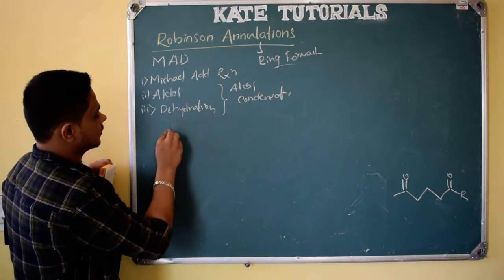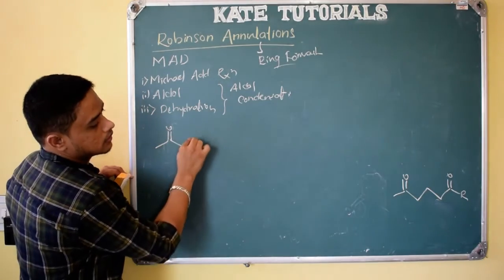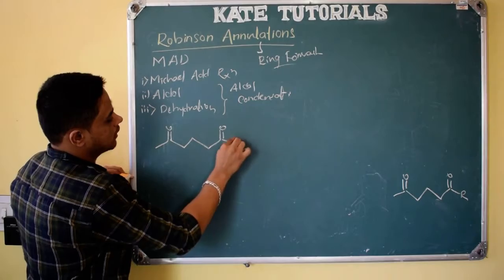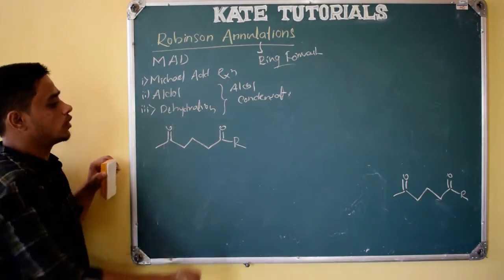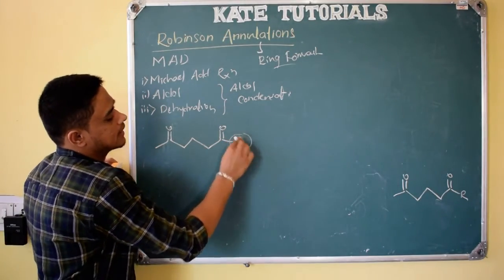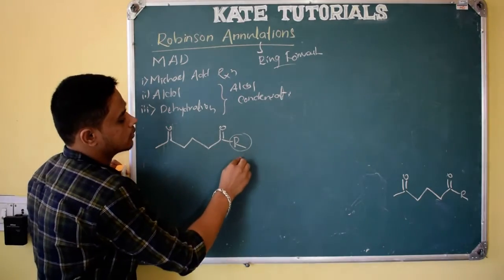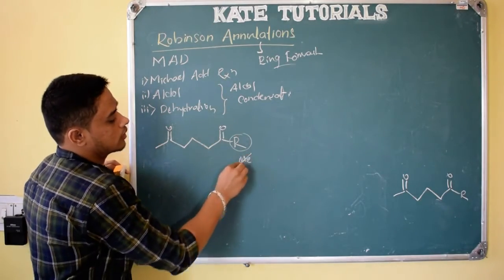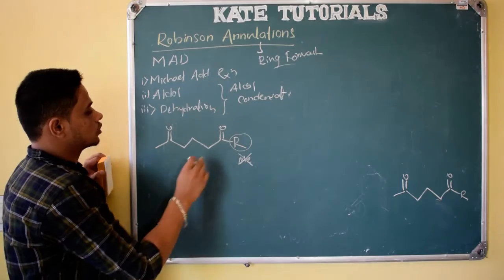So this is the product. What we got? The COR. So here R, let us take any group, anything, but not methyl. Not methyl. Why not methyl? I will explain.